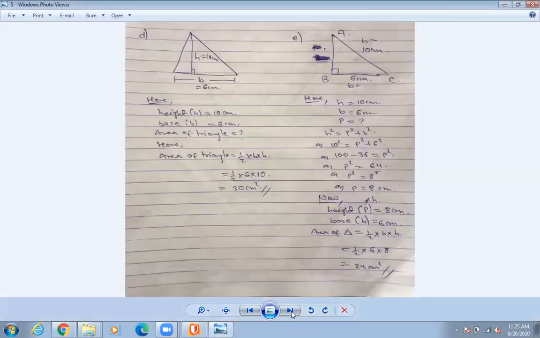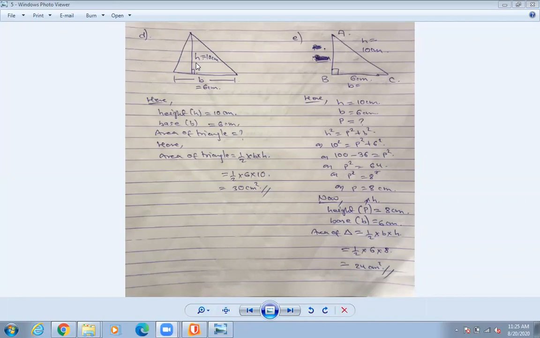Okay, so let us go to the next slide. So just 5 minutes left. Please let us go a little bit quickly. So this is the triangle. In this triangle, what is given? One height is given. If height is given, set it in your mind: area is half into base into height.